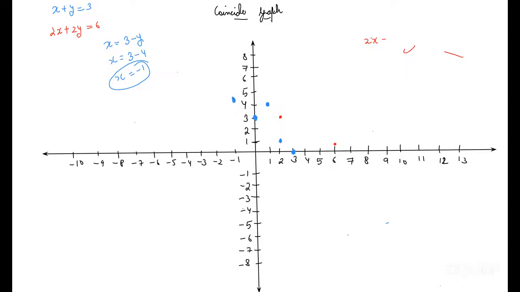Now who got this point, the red points? I got that point. Okay, just give me a second. You got this one. Yeah.